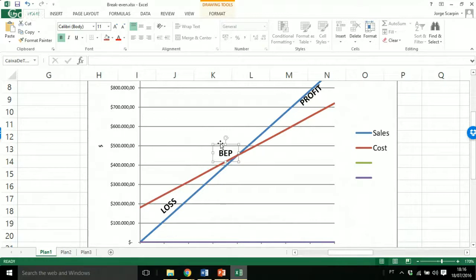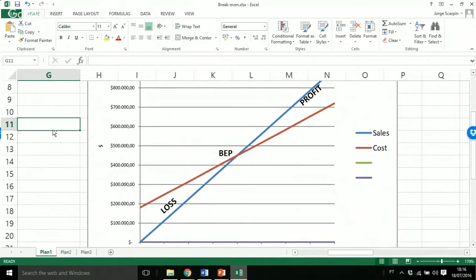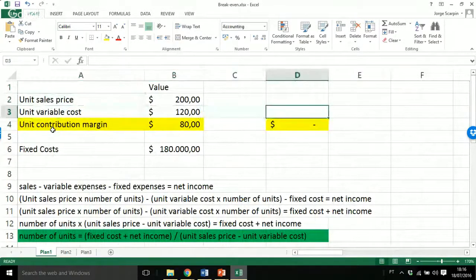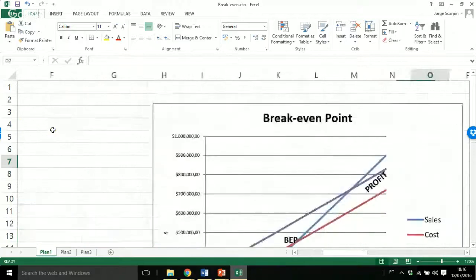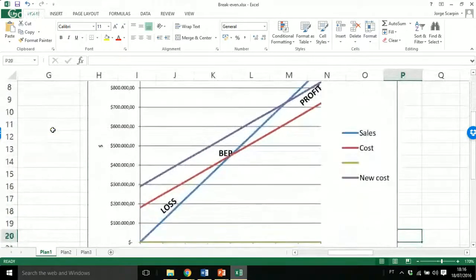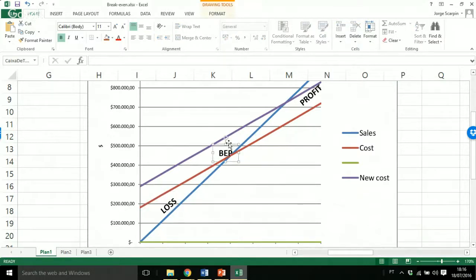And what about the behavior of the cost and price? For example, if we have the same unit variable cost, but a new fixed cost, for example, $290,000. Let's check it. Here we have a new cost line that's parallel to the old one because our variable cost is the same, but it's higher than the old one because our fixed cost, that's our starting point, is a new starting point.